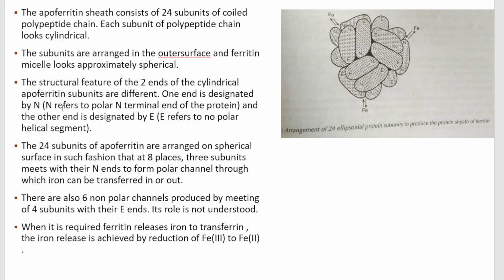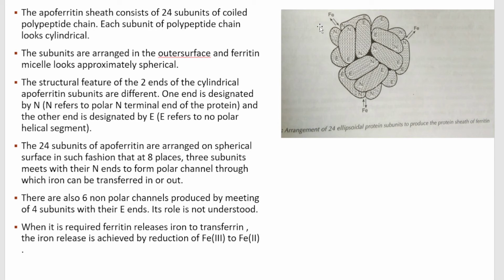What does N mean? N here refers to the polar N-terminal end of the protein, and the other end is referred to as E, E meaning non-polar end. So N is telling us that this is the polar end, and E is telling us that it is the non-polar end of the polypeptide chain. And the 24 subunits of the apoferritin are arranged on the spherical surface in such a fashion that at eight places, three subunits meet together with their N ends to form a polar channel through which ions can be transferred in or out.